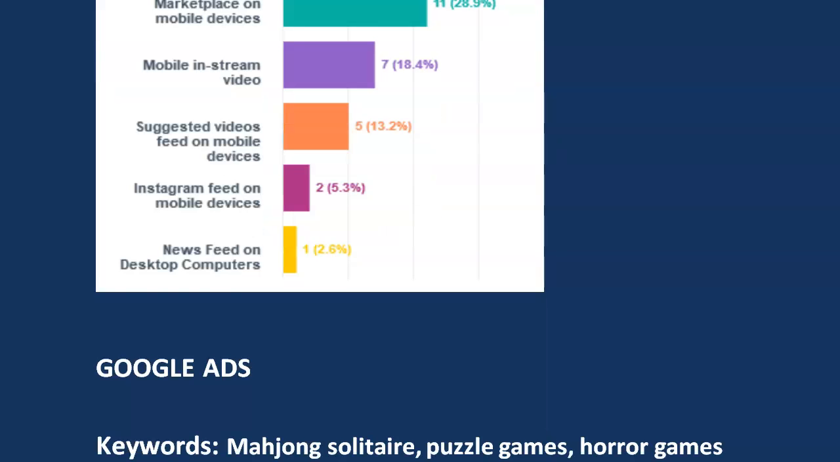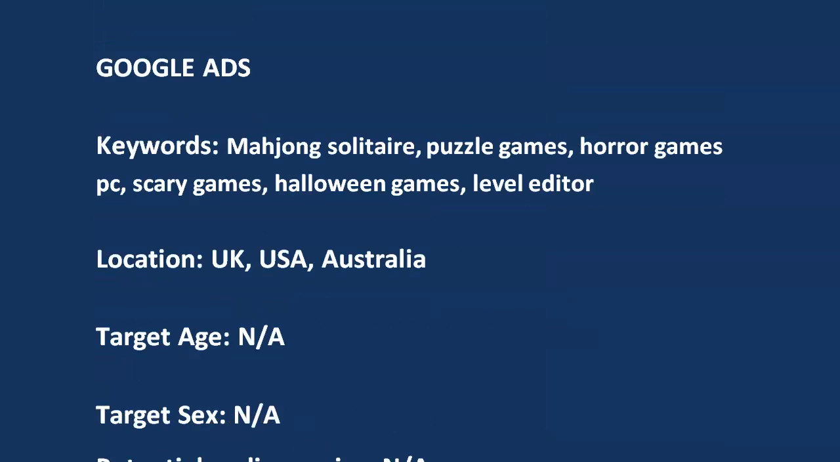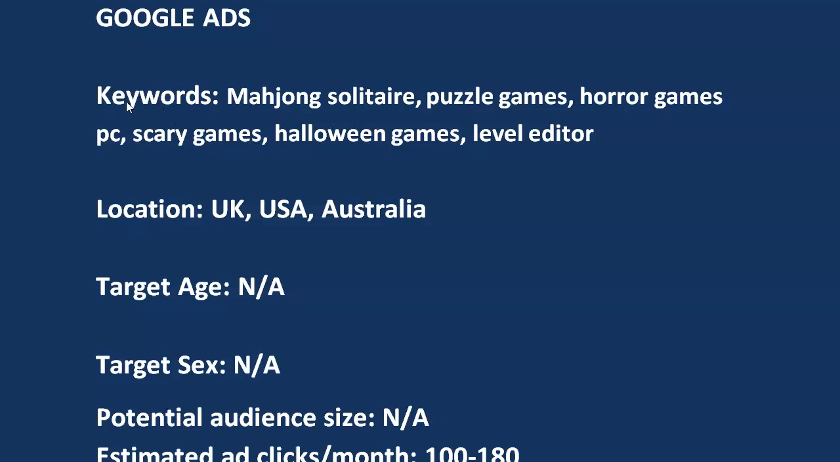So now let's go on Google Ads. As you can see, in Google Ads I use more keywords: Mahjong Solitaire, puzzle games, horror games, PC, scary games, Halloween games, and level editor, because I also have the level editor. So I try to focus a little bit more on what people can search in general. And with the location, I also add Australia. And Google Ads doesn't let me target age or sex, therefore I couldn't write anything here.